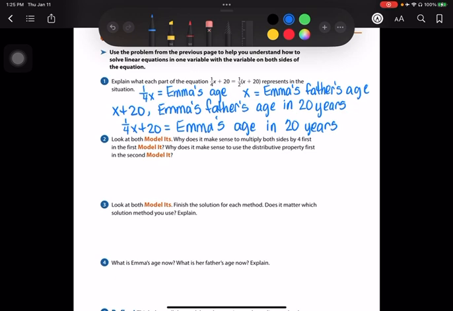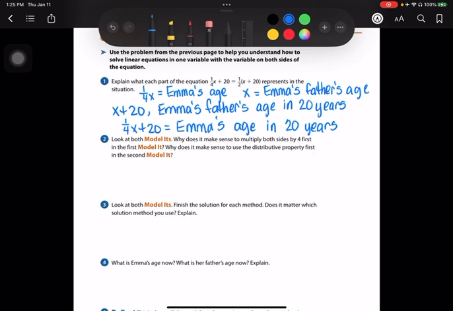Alrighty. So now we're going to look at number 2. Number 2 says, look at both models, and why does it make sense to multiply both sides by 4 first in the first model, and why does it make sense to use the distributive property first in the second model? You should pause the video and answer questions 2 through 5, and then we'll come back and check your work. So right now, go ahead and pause the video.